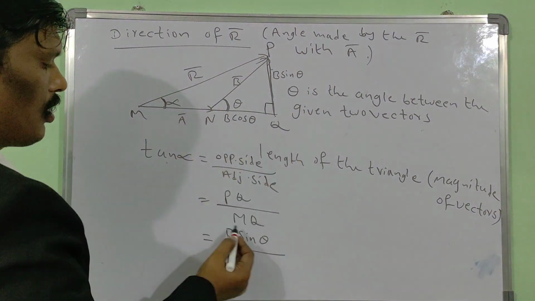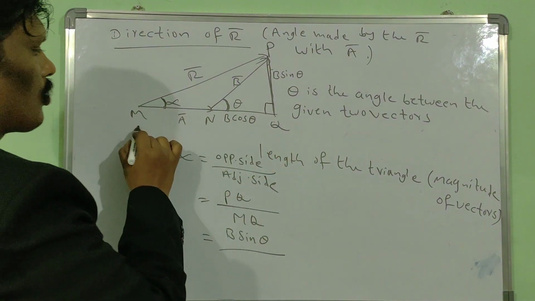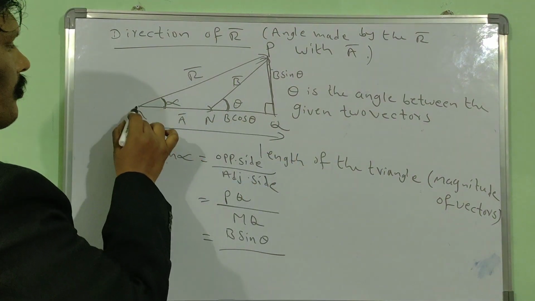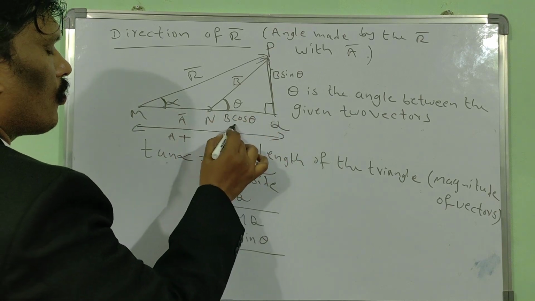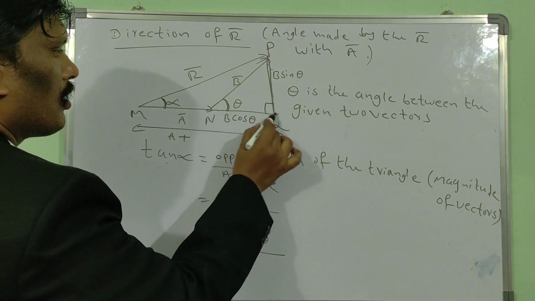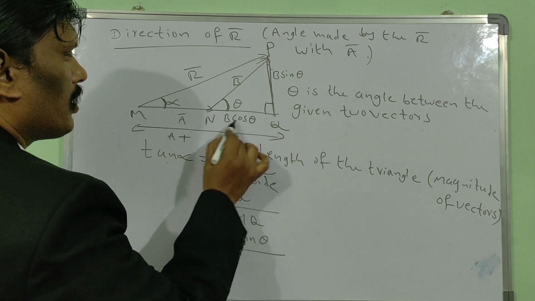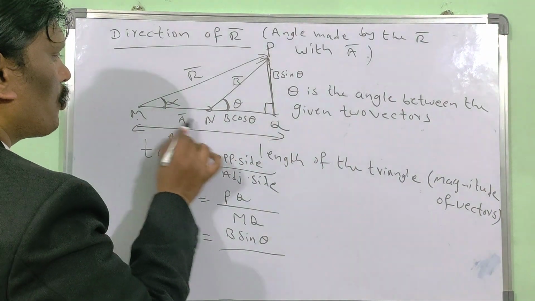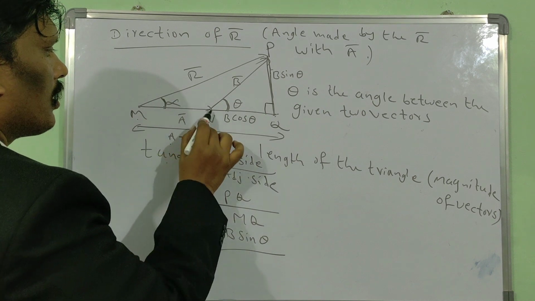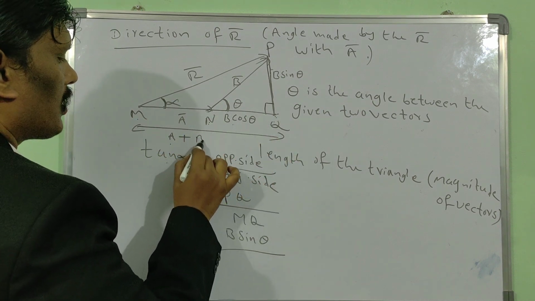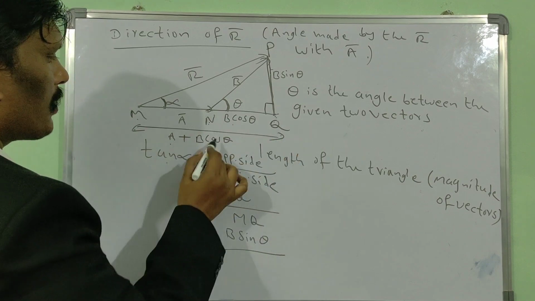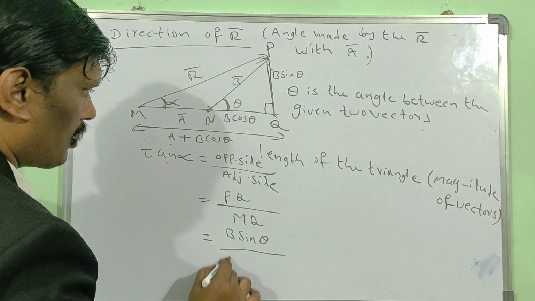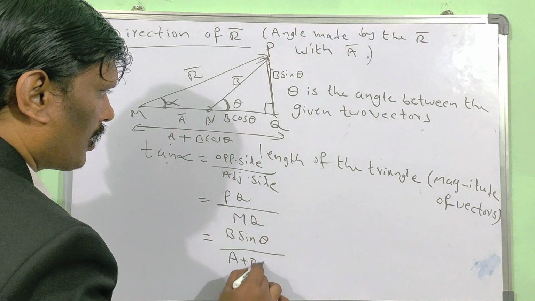What is MQ? MQ means the total length I require. From M to N, the magnitude of A bar vector is A. From N to Q, the length is B cos theta. Then what is the total length from M to Q? A plus B cos theta. MQ length is nothing but A plus B cos theta.